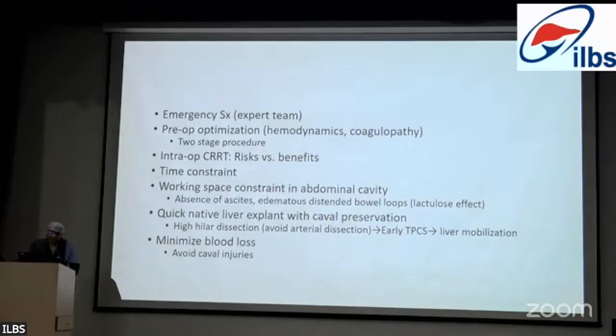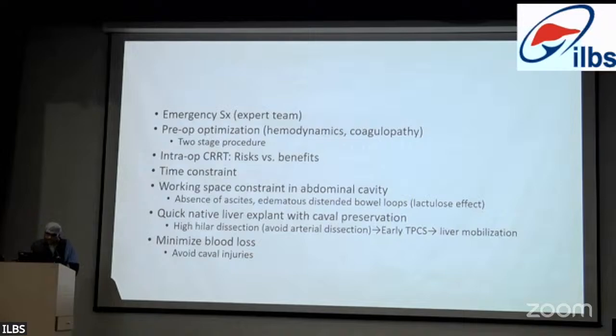We usually take the right and left portal vein separately, because usually the distance between the portal vein and the IVC is 1 to 2 centimeters. But because of the SIRS tissue edema, that distance increases, and while making a shunt, sometimes the portal vein doesn't reach the cava.